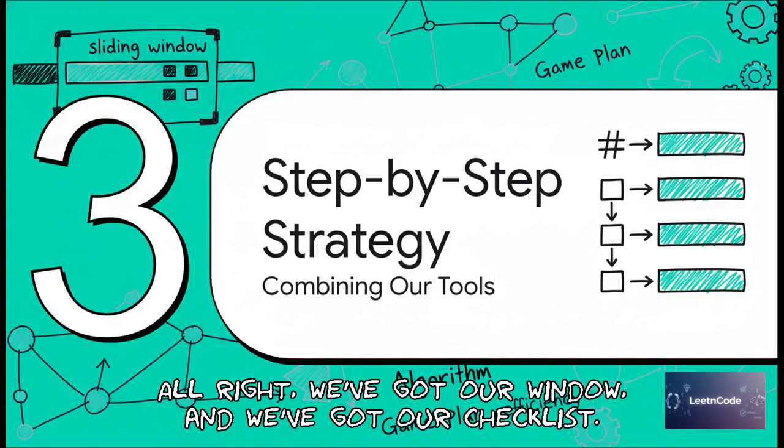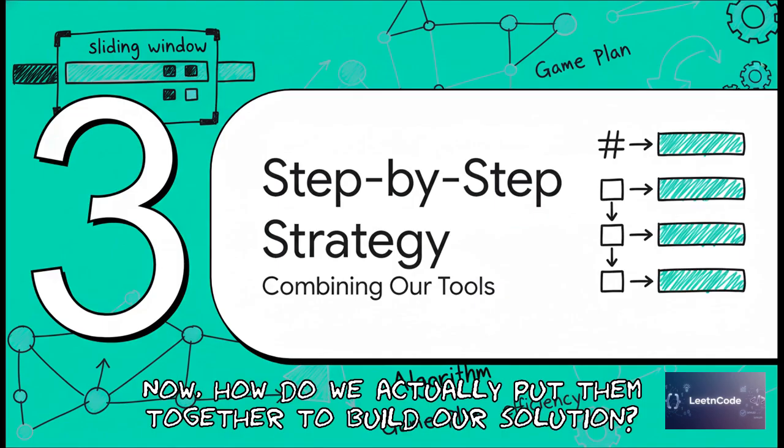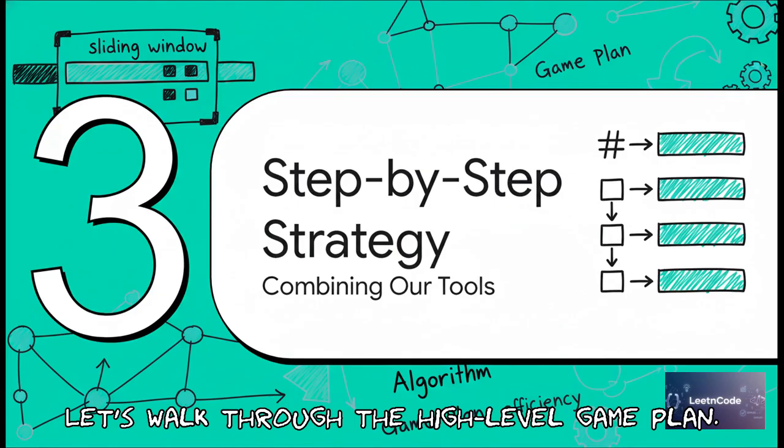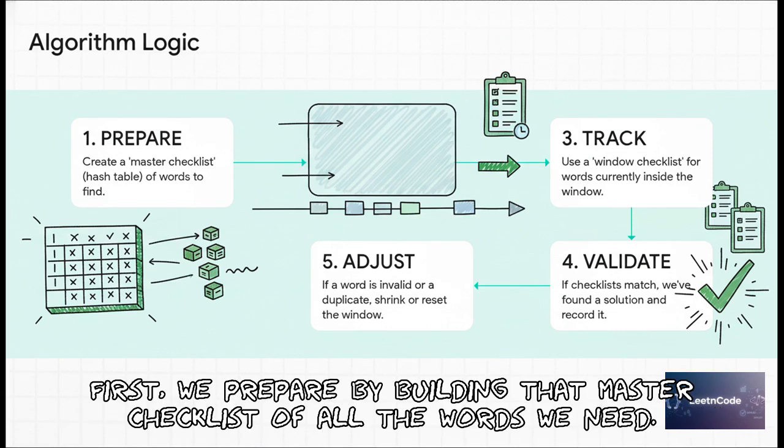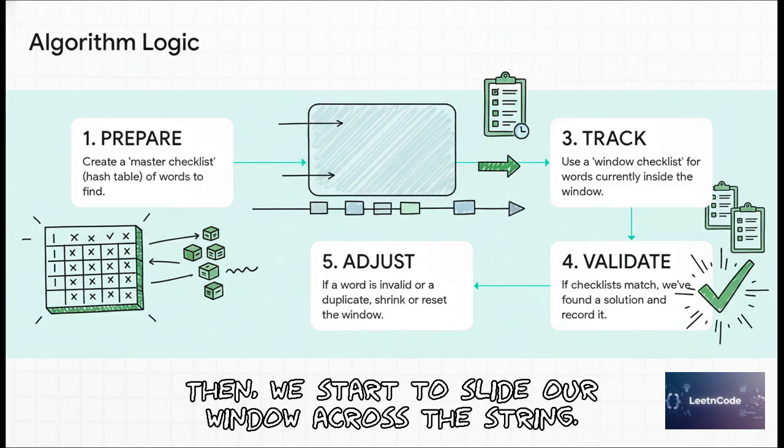All right, we've got our window and we've got our checklist. Now, how do we actually put them together to build our solution? Let's walk through the high-level game plan. The logic here is actually pretty intuitive when you break it down into these 5 steps. First, we prepare by building that master checklist of all the words we need. Then we start to slide our window across the string.